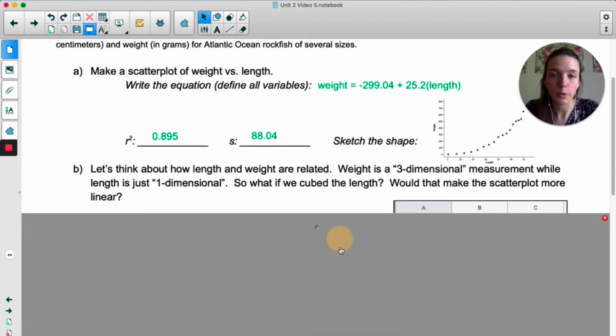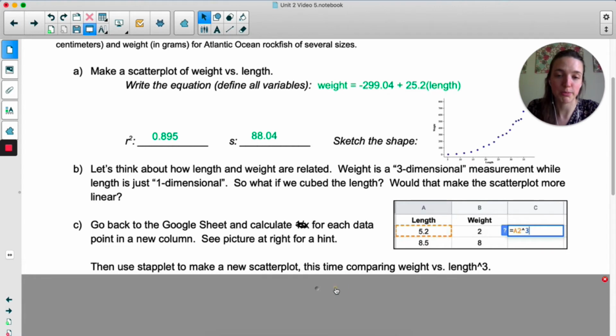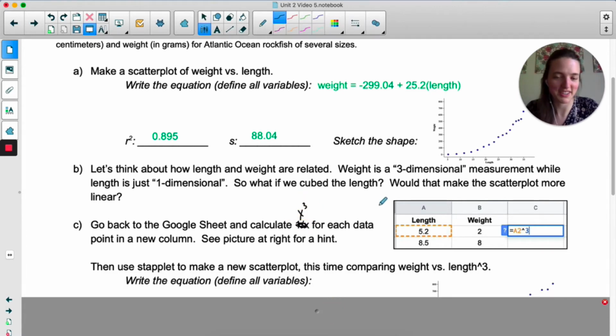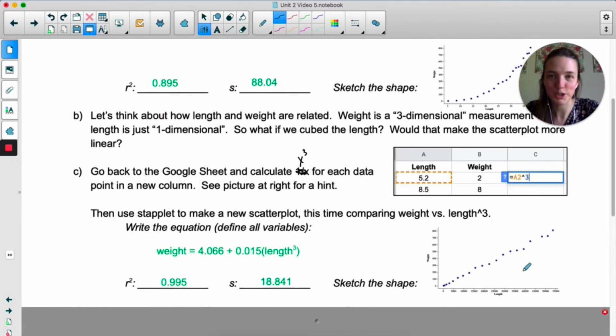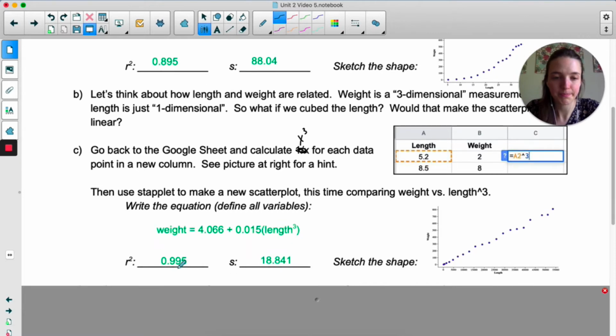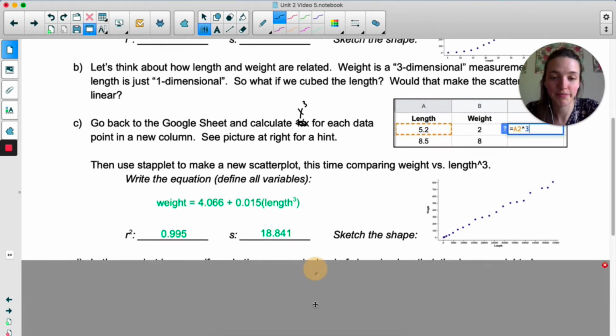So since weight is a three-dimensional measurement, there's a typo that's fixed on yours, we're just going to do x cubed. When we do that, we get something that is much more linear. So here's our new equation, length cubed. Notice in the equation I wrote length cubed. R² is much closer to 1, standard deviation of the residuals much smaller. So that one worked very well.